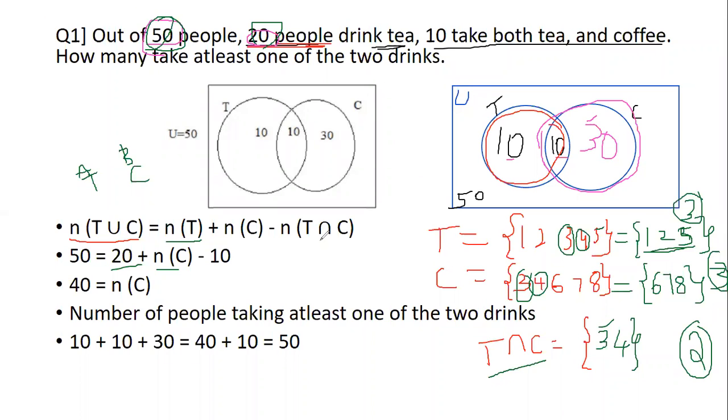Now, N of T intersection C are the people who commonly drink both tea as well as coffee. In this, those who drink both tea and coffee are 10 people. This is clearly given in the question. They say they take both tea and coffee. So that is what we have considered here, and that amount is nothing but 10. Okay, so just wait a second.